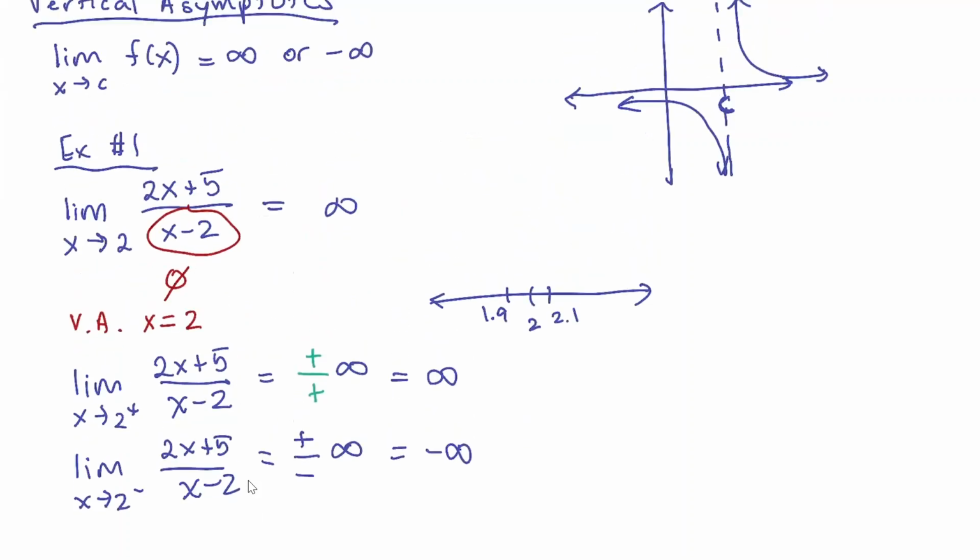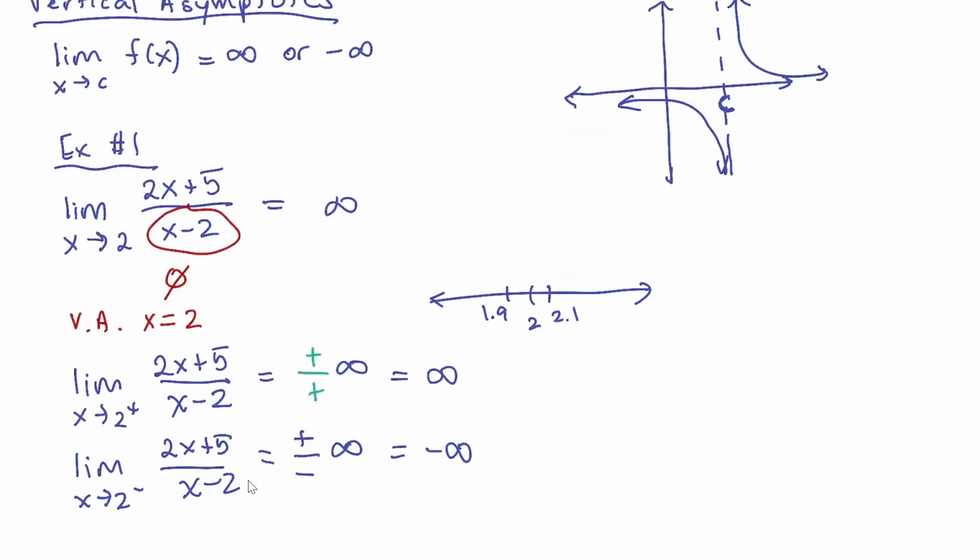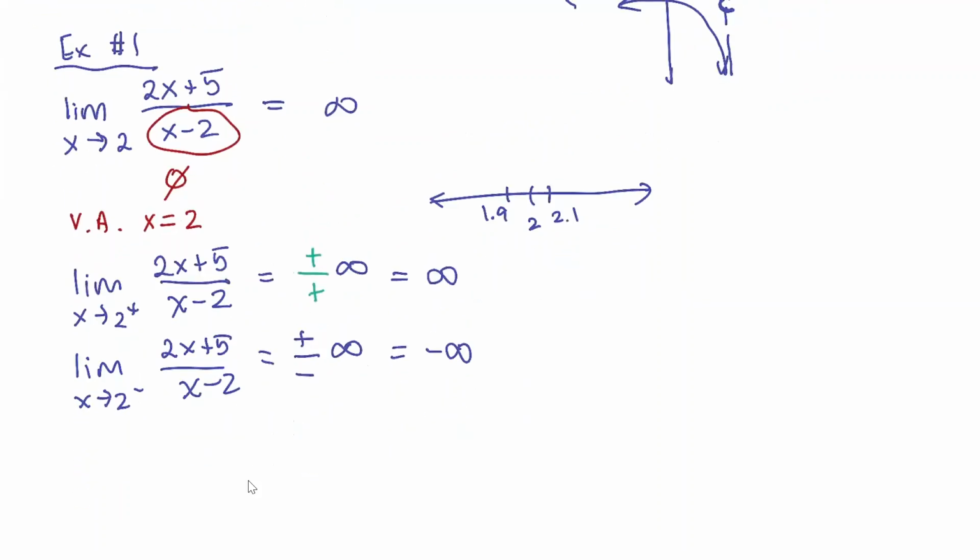So it's going to look like that, right? From the left, it's negative infinity. From the right is positive infinity. So together, when I'm asked the initial question for limit as x approaches 2 of (2x plus 5) over (x minus 2), I'm going to say this does not exist. Because one is going to positive infinity, the other one's going to negative infinity.